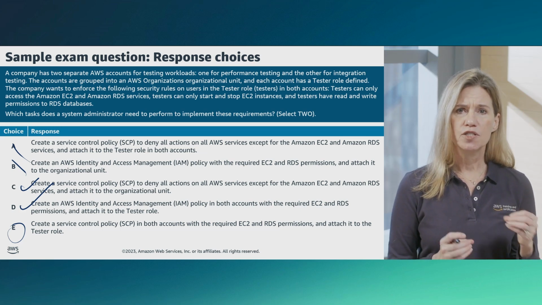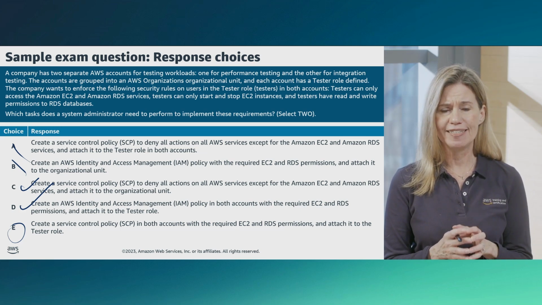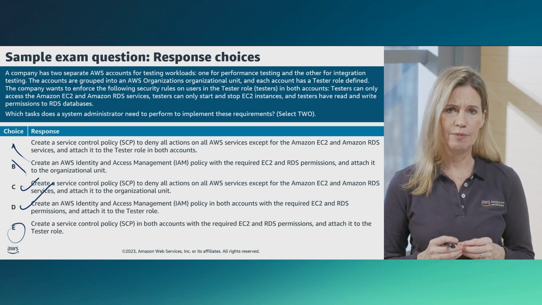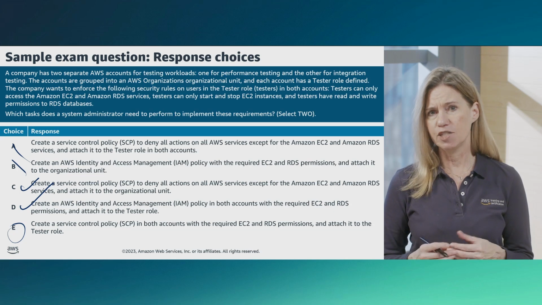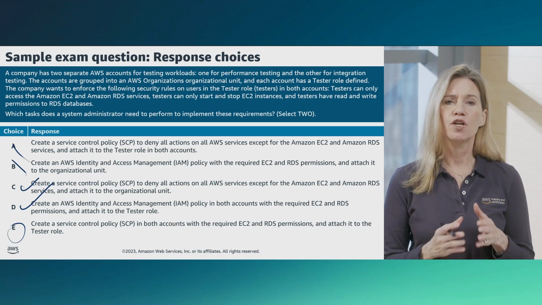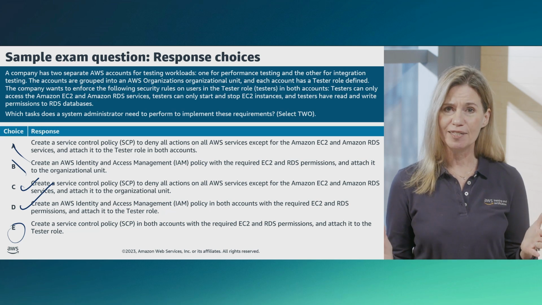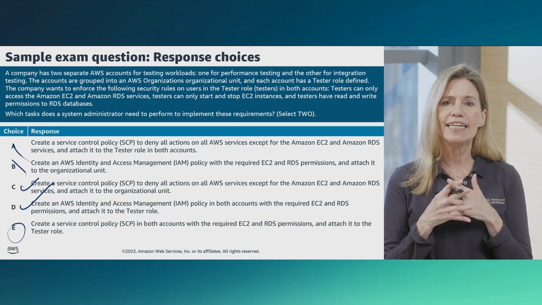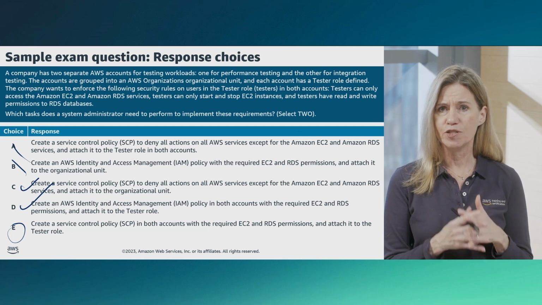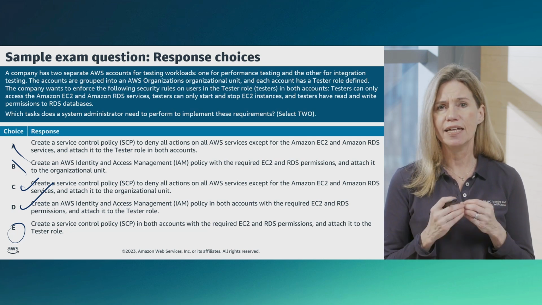Choice C solves part of the requirement. Create an SCP that denies access to services except Amazon EC2 and Amazon RDS and attach it to the OU. Choice D addresses the second part of the requirement, create an IAM policy in both accounts with the permissions to allow actions with Amazon EC2 and RDS for the tester roles. Together, these actions prevent access to services beyond Amazon EC2 and Amazon RDS and allow the desired permissions.